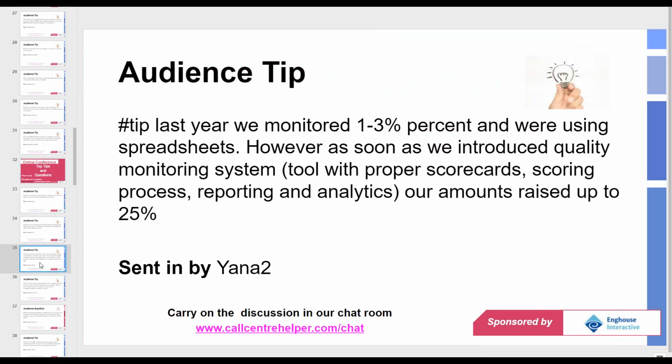And I think people need to feel that it's fair and transparent, that they haven't been treated in an unfair way. Interesting comment from Jana. Said last year we monitored between 1 and 3% of interactions, and we're using spreadsheets. However, as soon as we introduced a quality monitoring system, a tool with proper scorecards, scoring processes, reporting, and analytics, our amounts raised up to 25%. I think that ties in, Jeremy, very well with the figures you were providing.